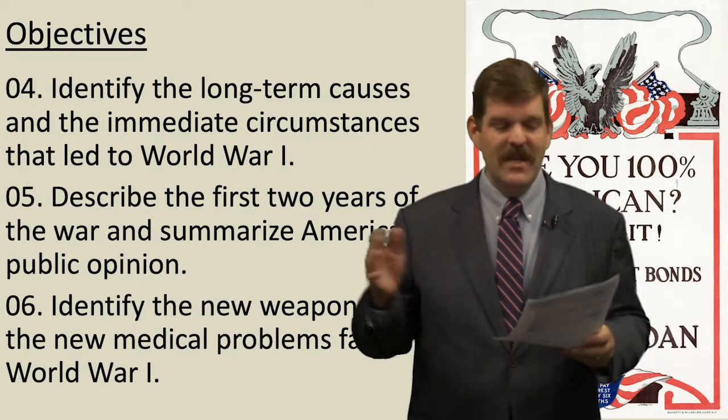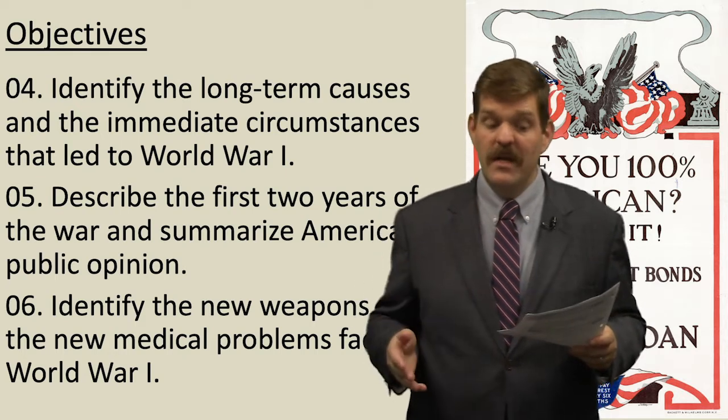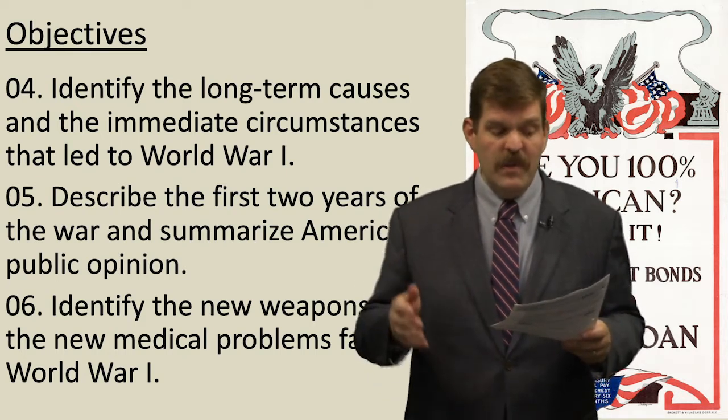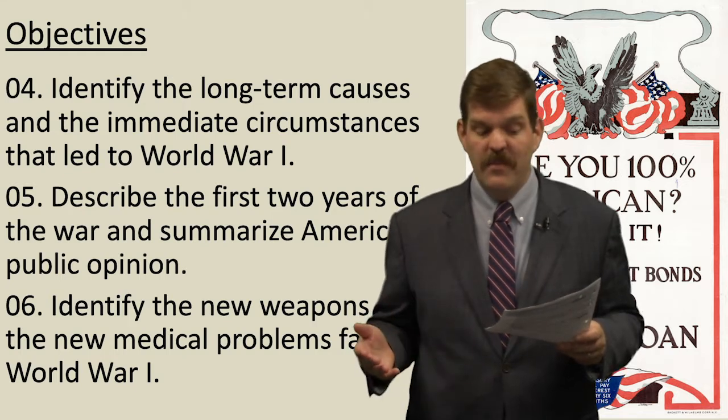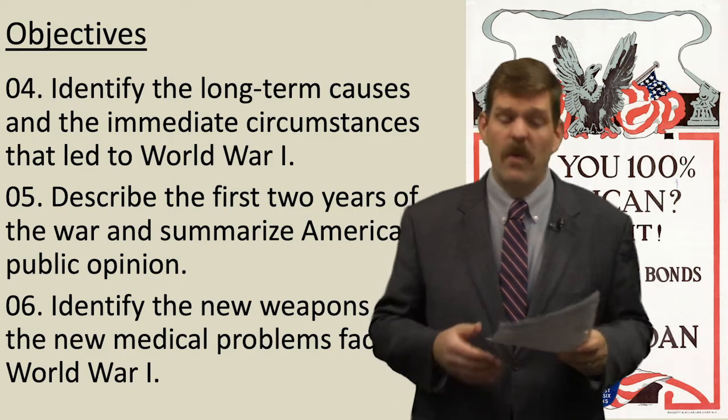We have three objectives today. By the end of this period, you should be able to, number 4, identify the long-term causes and the immediate circumstances that led to World War I. You should be able to describe the first 2 years of the war and summarize American public opinion. And number 6, identify the weapons and new medical problems of World War I. Let's begin in Roman numeral number 4.